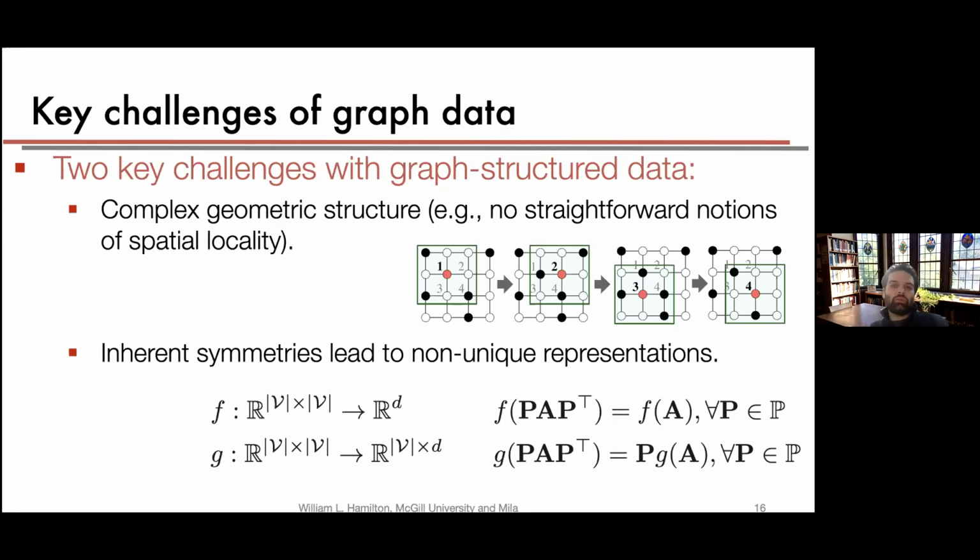So you can have graphs where every node is a neighbor of every other node. You can have graphs where one node is connected to every other node, but those nodes are all disconnected from each other. So you can have a star graph. And when you think about these sorts of complex geometric or topological structures, it's really hard to think of notions like spatial locality and these notions of straightforward geometry that we're used to in a typical Euclidean grid space.